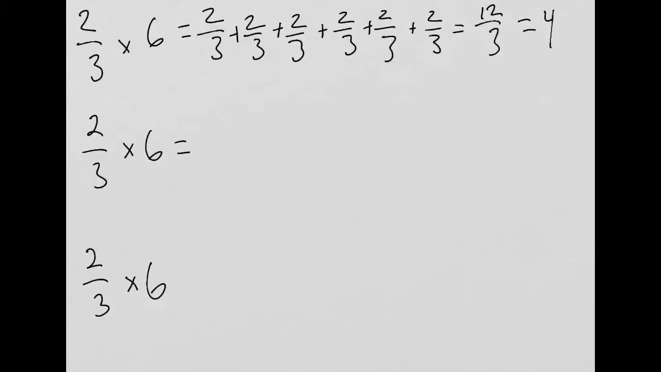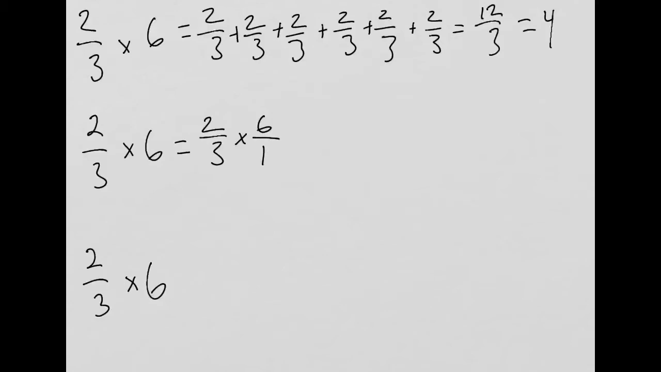So 2/3 times 6. 6 is a whole number, but I can think of 6 as a fraction by putting it over 1. It has an imaginary 1 as its denominator, because remember that a fraction is really a number divided by another number. So 6 divided by 1 is the same thing as saying 6. So I can rewrite this as 2/3 times 6 over 1. 6 over 1 is the same thing as 6.